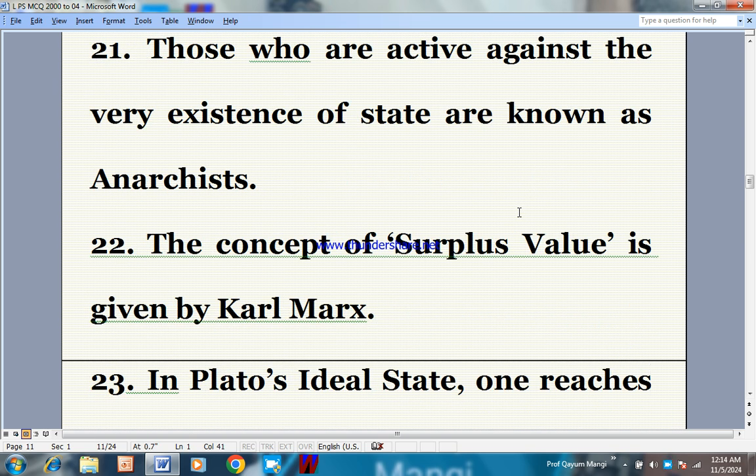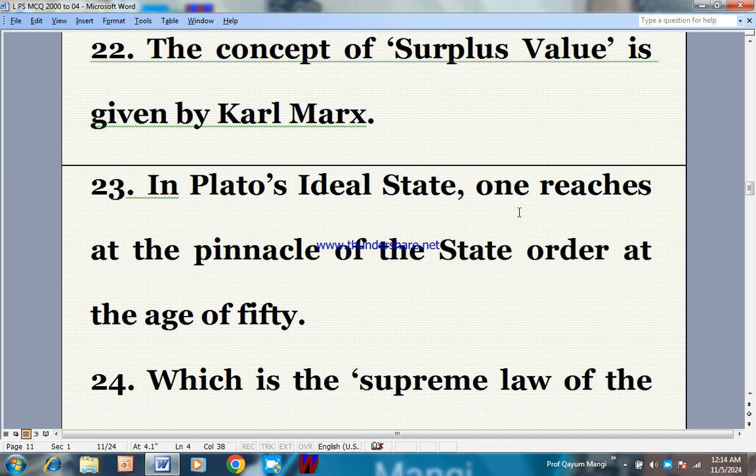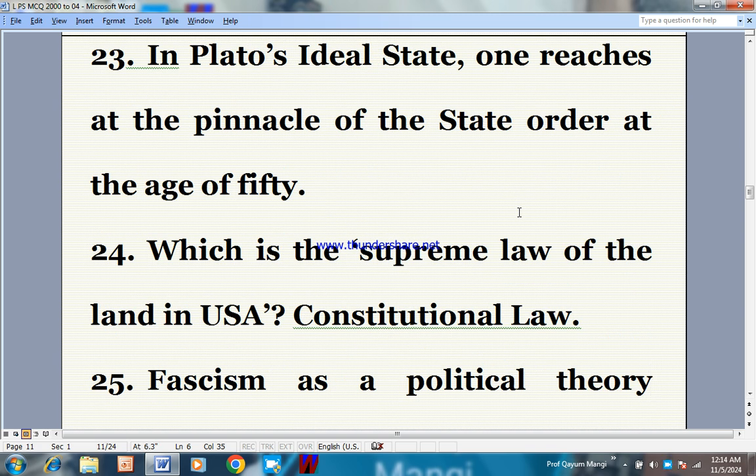Number 21, those who are active against the very existence of a legal state are known as anarchists, those persons who are trying to destabilize a state. The concept of surplus value is given by Karl Marx. In Plato's ideal state, one reaches the pinnacle of state order at the age of 50.